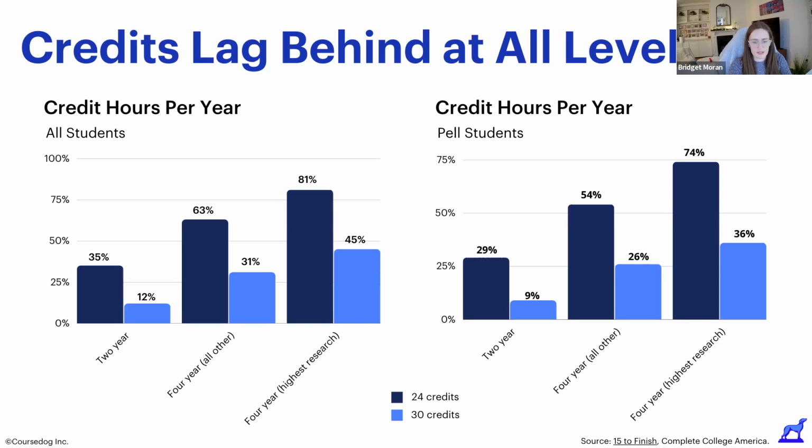If you look at the comparisons at four-year institutions, excluding those research institutions, 31% of all students take 30 credits in their first year, while just 26% of Pell Grant students at those same institutions take 30 credits in their first year. The disparity is actually even greater if you look at those four-year institutions with the highest research designation. At those institutions, 45% of all students take 30 credits in their first year, compared to just 36% of their Pell Grant peers. This is concerning for a number of reasons, but I think first and foremost, we have to think about what's the toll that this takes on students.